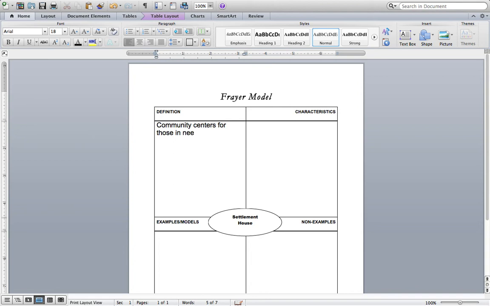for those in need. Characteristics of a settlement house: they provided lots of things to help people with their basic needs: food, shelter, clothing, education, help with employment, and medicine. Because we talked about how a lot of the places where these people lived were very unsanitary, so sickness was a common thing.